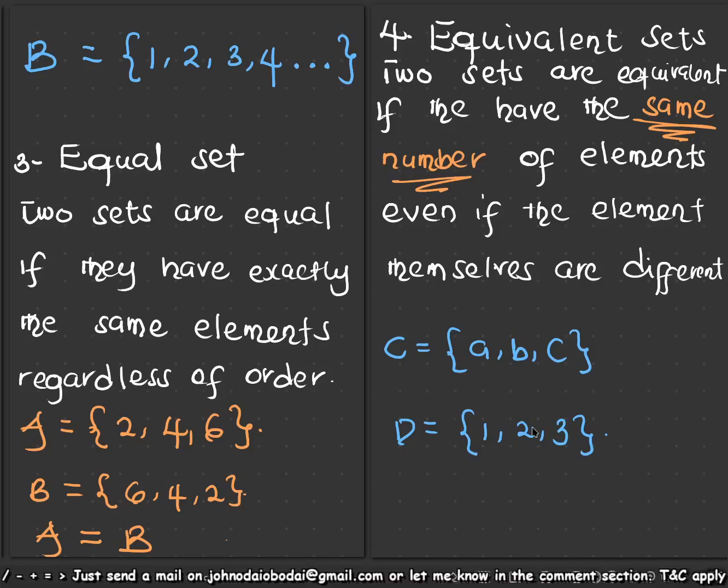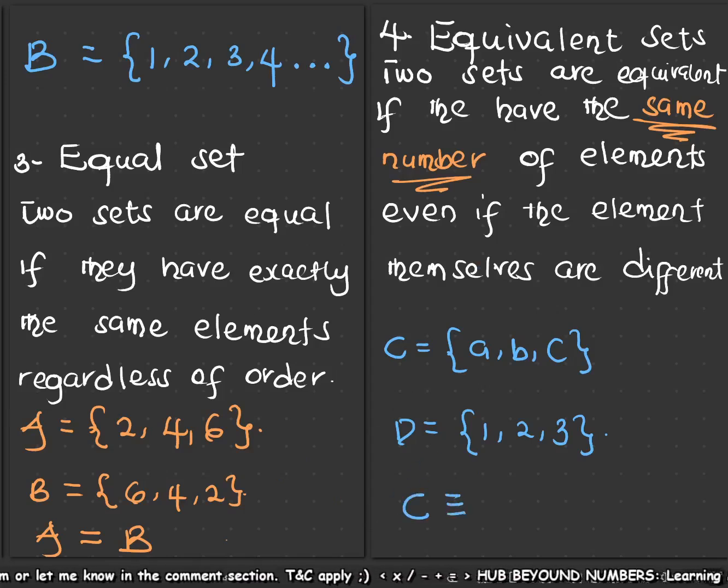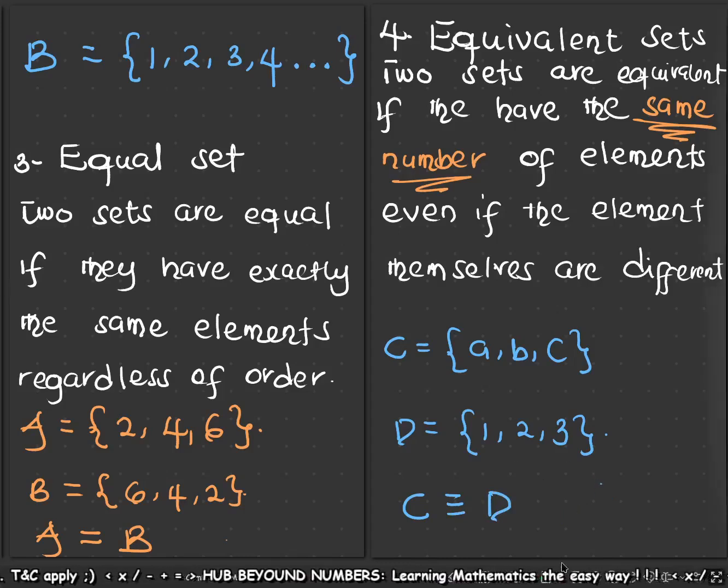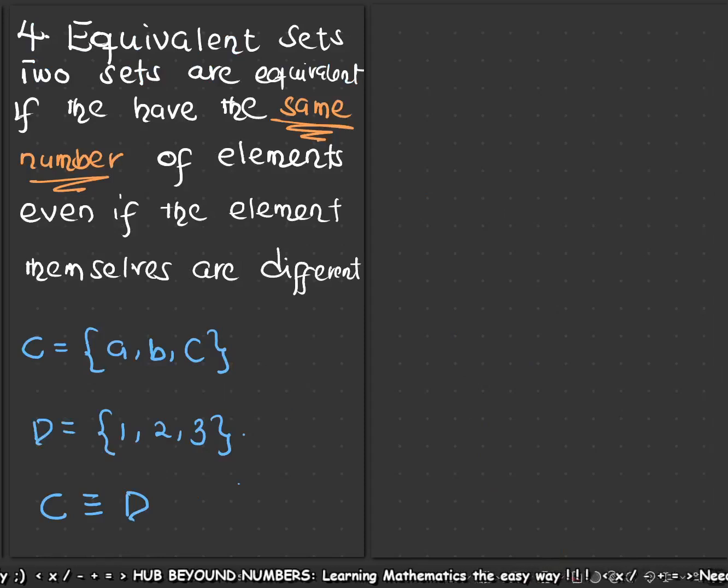You get it? So we say they are equivalent. So with that said, we denote that with C is equivalent to D. You see, C is equivalent to D. Now the next set we'll be looking at is a singleton set.